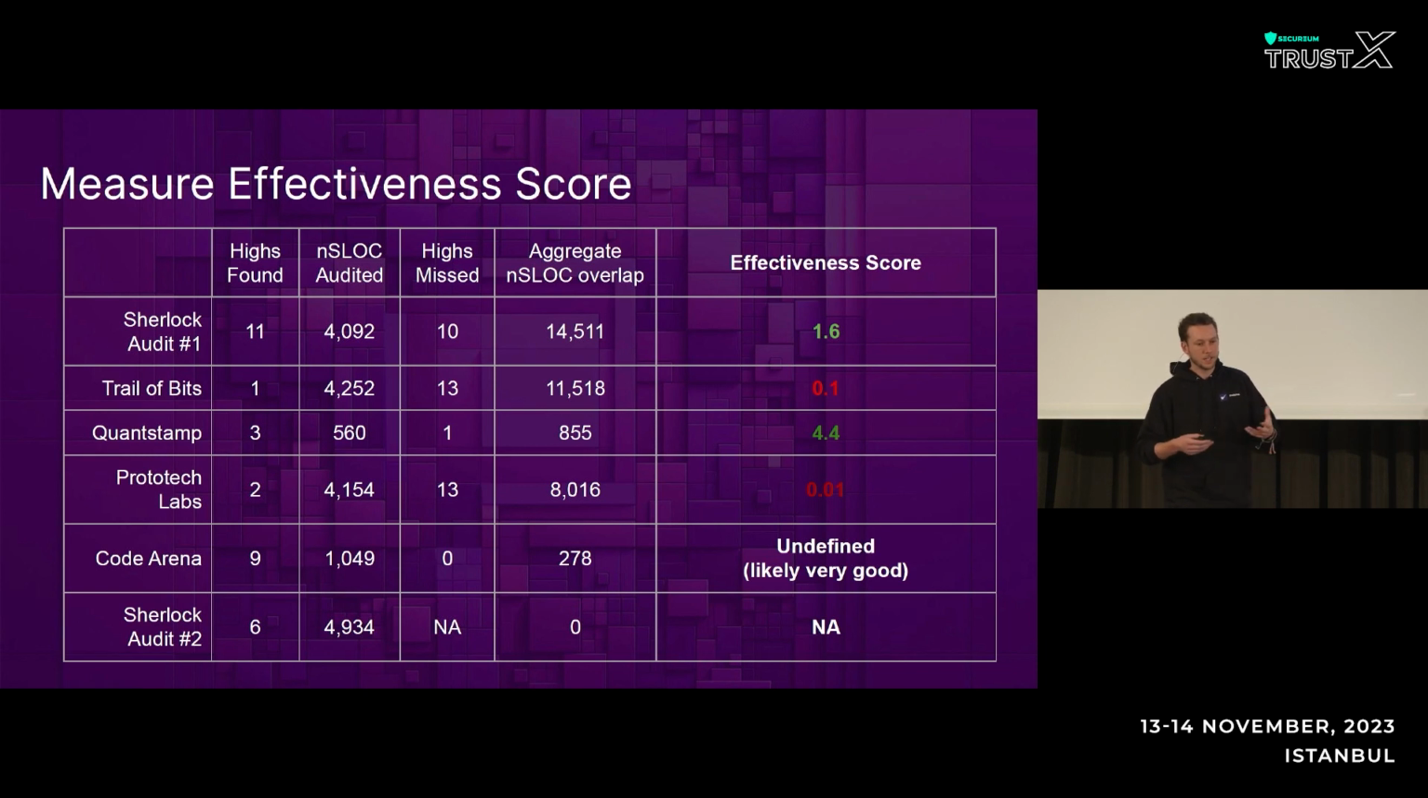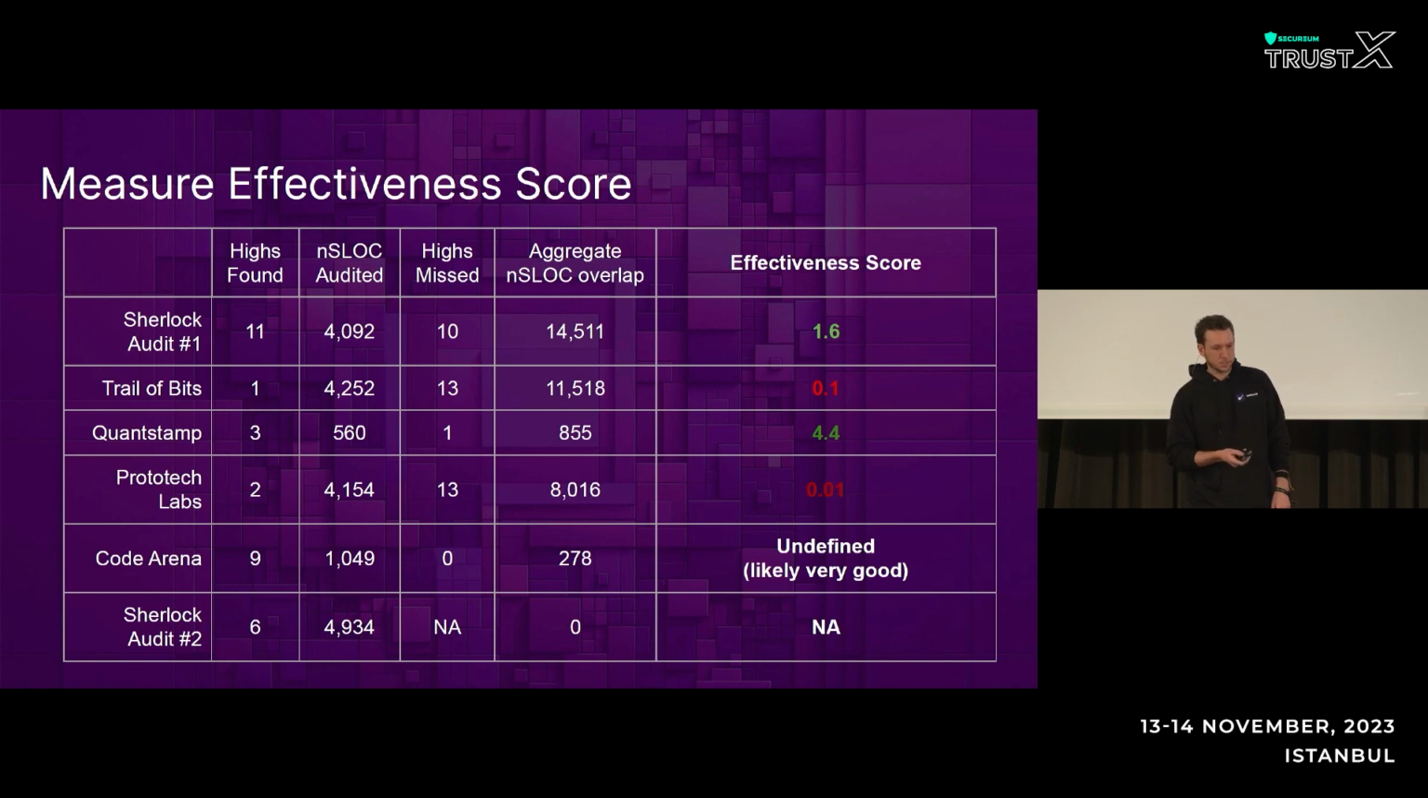And the idea there is, okay, if you find a lot of highs in the audit, then maybe you didn't have time to find every single one. And so the effectiveness score should reflect that: if you find a lot of highs, then it's okay if you miss some because the scope, the amount of time you have, is limited. So yeah, that's the meat of the analysis here.